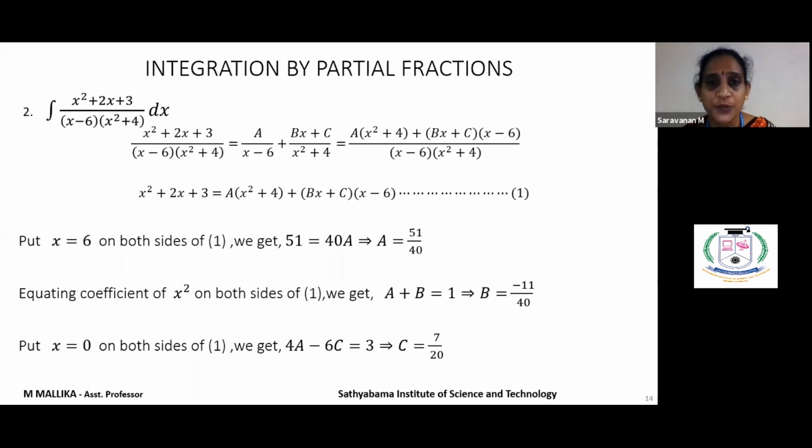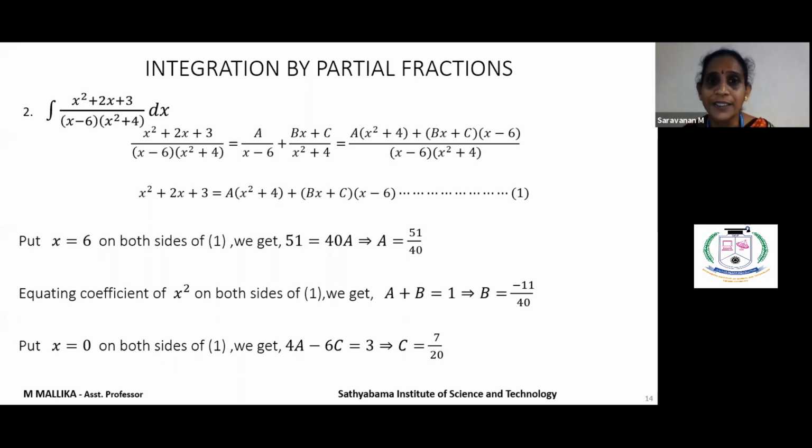The same as the previous problem, we're taking the LCM. After taking LCM, compare the numerator on both sides. You'll be getting x square plus 2x plus 3 is equal to a into x square plus 4 plus bx plus c into x minus 6. So as I told you again, three unknowns here have to be calculated, a, b and c. For finding the three unknowns, what is the procedure?